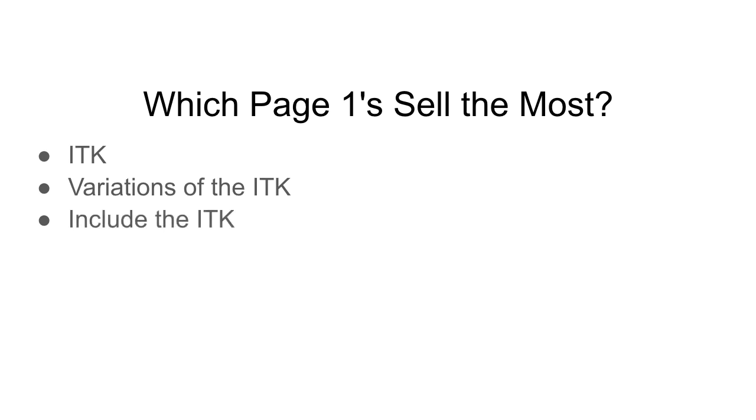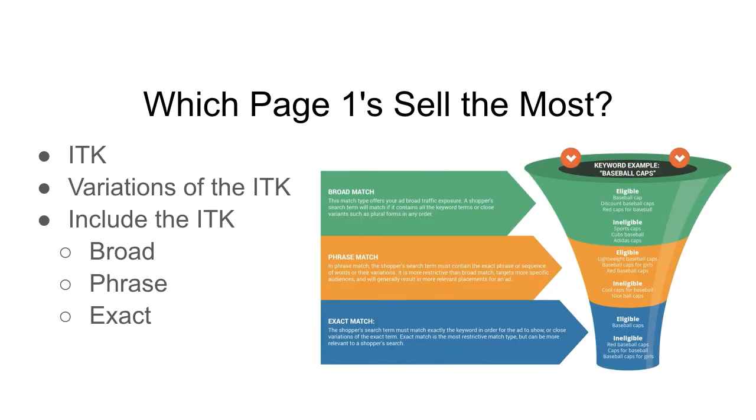All right? Those variations can be what we call broad variations. They can be phrase variations, or they can be exact variations. And I have a little illustration here that I'm going to use to show you the difference between those so that you can understand what we mean when we talk about variations of the ITK. This is an illustration of a keyword example, baseball caps. Now, if you were to go in and type in the word baseball caps as a search phrase in Amazon, then that would yield a list of products that the A9 algorithm thinks are relevant to baseball caps.